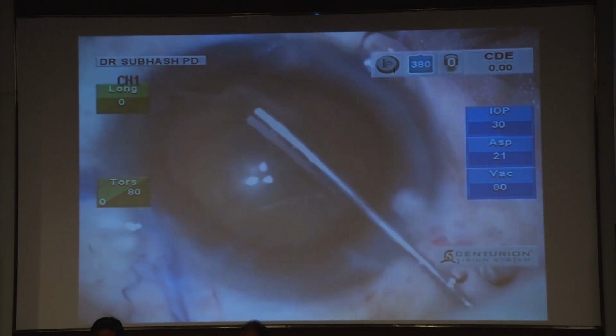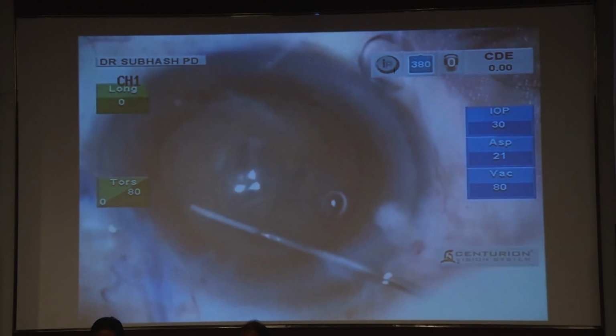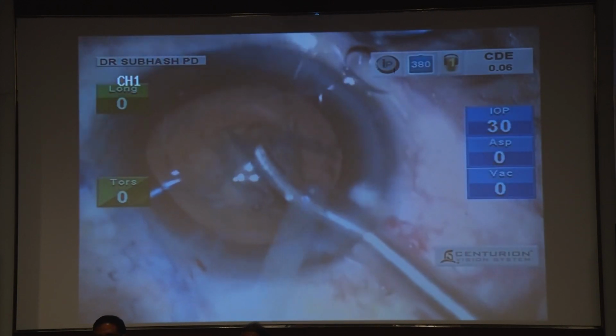Hydrodissection is being done here. You have to be very careful when you are doing the hydrodissection, and you have to make sure that the nucleus is rotating before you start the phacoemulsification surgery. One has to keep the bottle height so high that the IOP may rise up to 75 mm mercury.